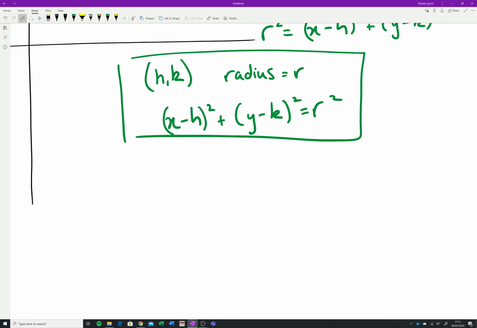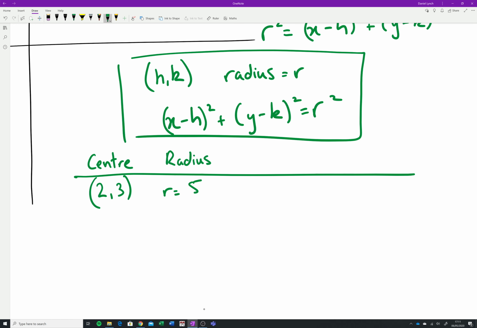We'll do now what we did the last time. I will give you some examples. If the center is 2, 3, and if the radius is 5, what's the equation of the circle? So we'll set up a little thing here. We'll say center, we'll say radius, and we'll get equation.